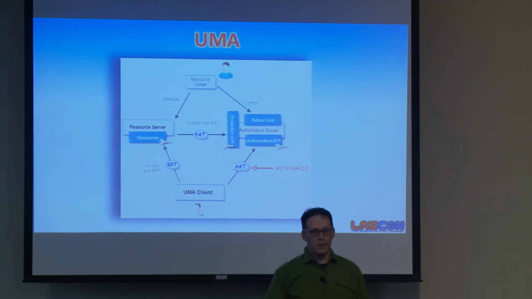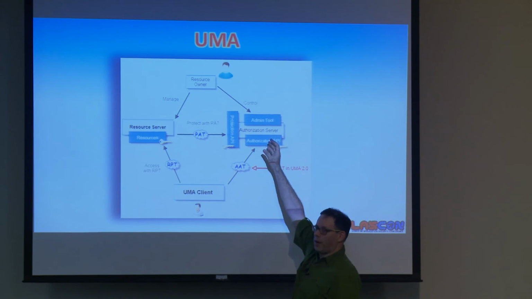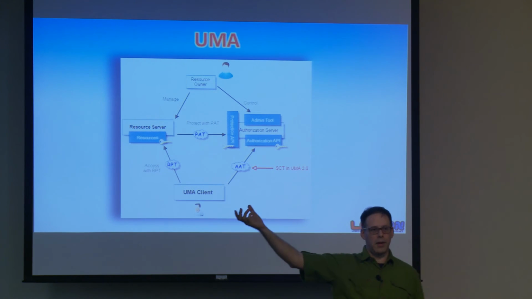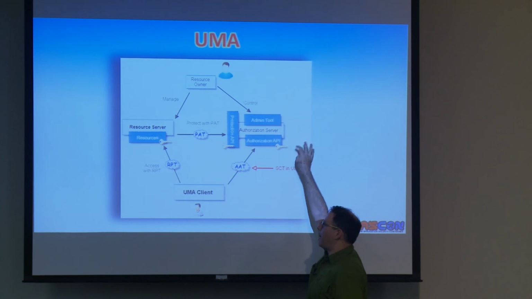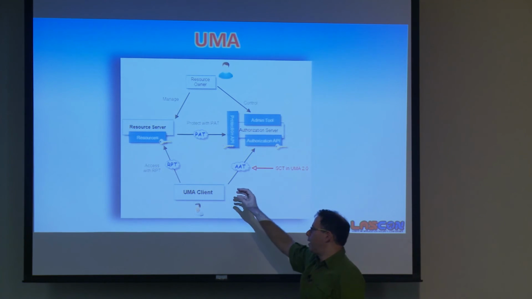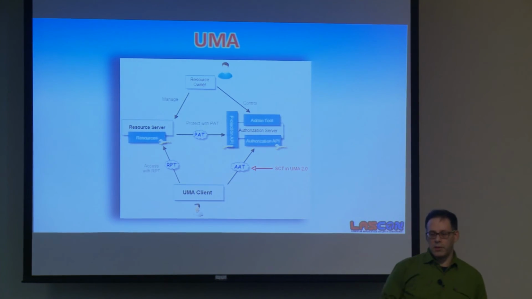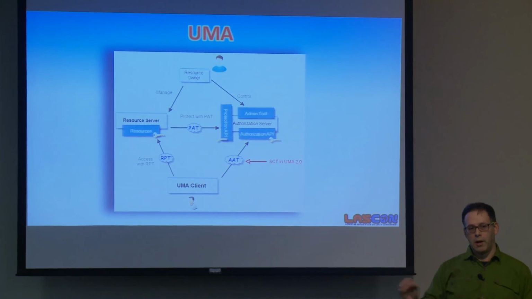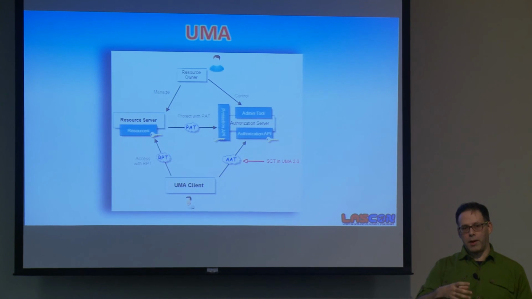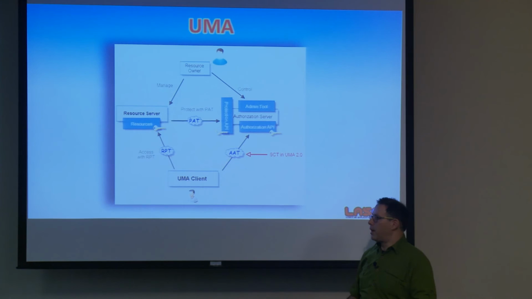And now the client says, well, I didn't get the resource, but I did get this permission ticket. It takes the permission ticket, presents it to the authorization server and says, I need a token for this permission ticket. The authorization server evaluates the policies, issues the token. Now the client calls the resource server with the token. The resource server still has to make sure that that's a valid token by either calling token introspection or by cryptographically verifying.